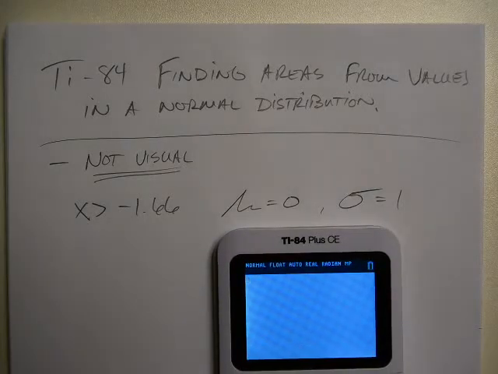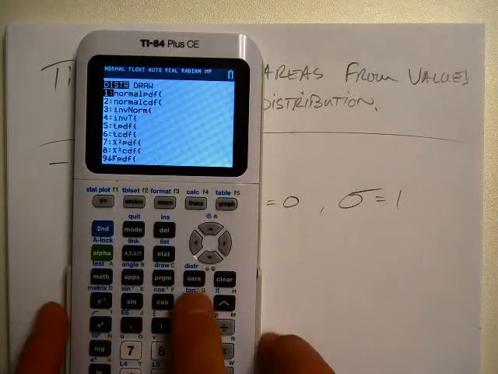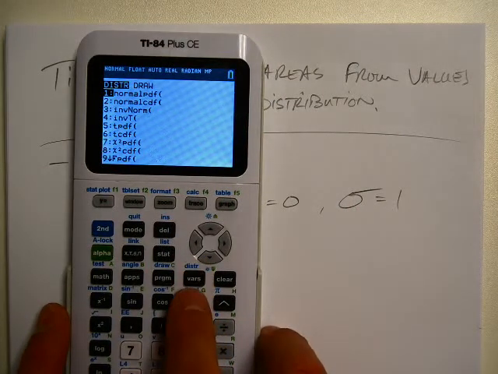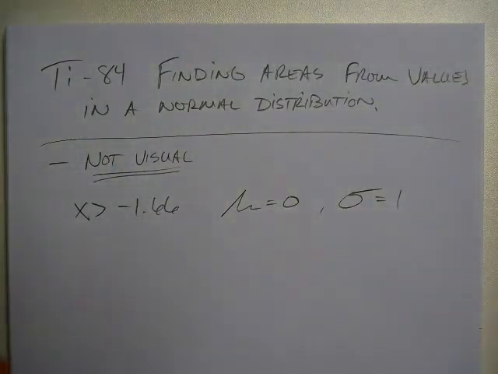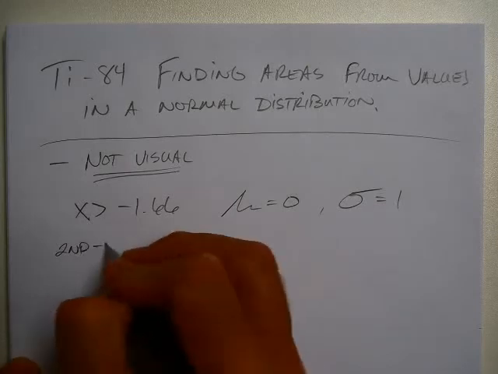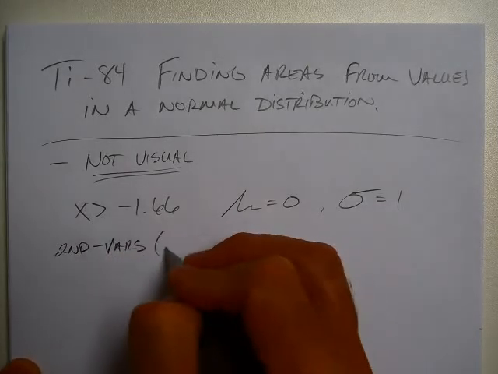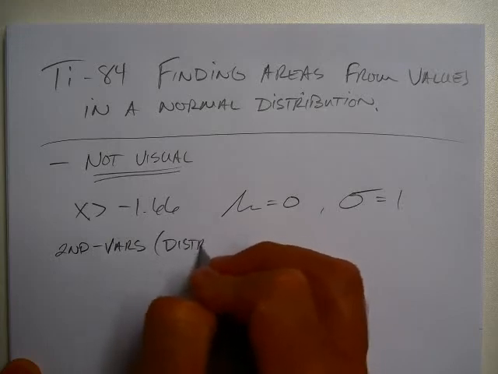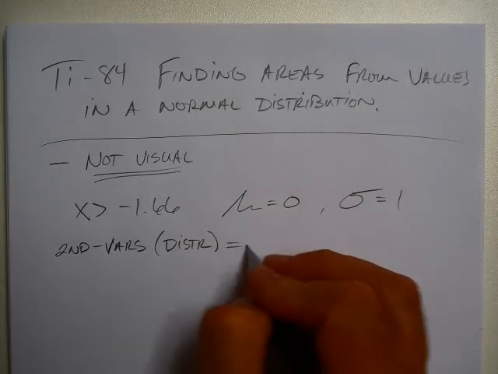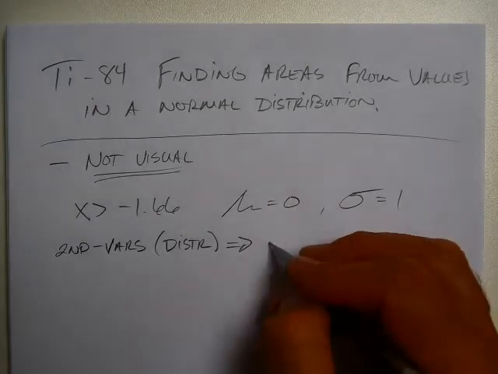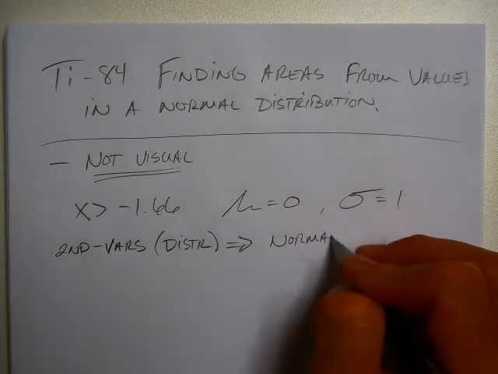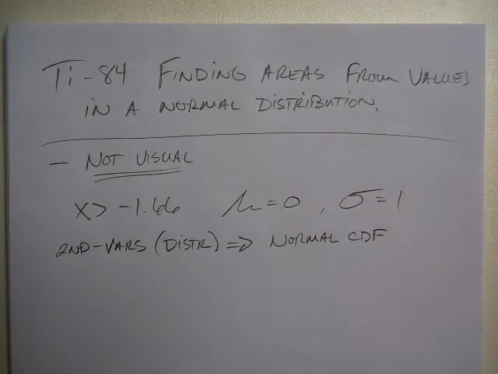And here's what we're going to do. We're going to go second and the key vars. It's over here kind of by your arrows. We're looking for the distribution is what we're going after. So second vars, that's our distribution. And we want to choose normal CDF. It's the second one down. CDF is cumulative. You're adding up all the space.